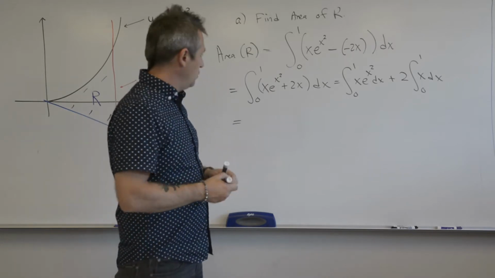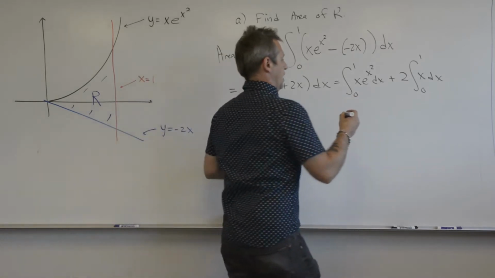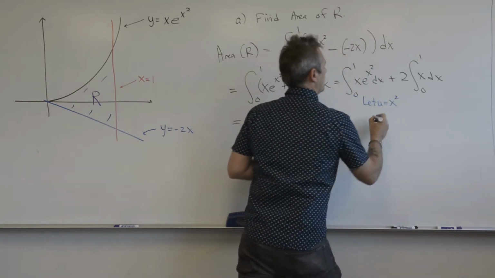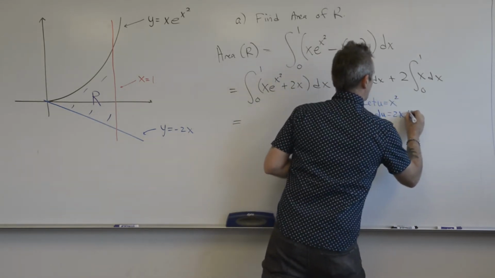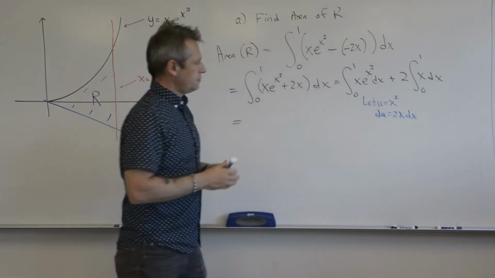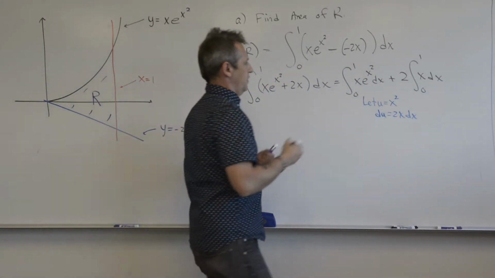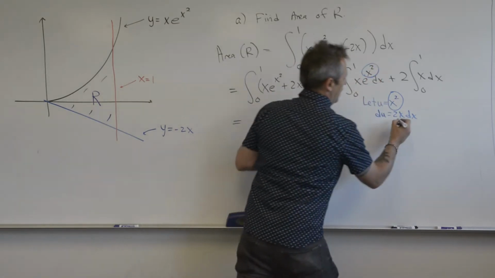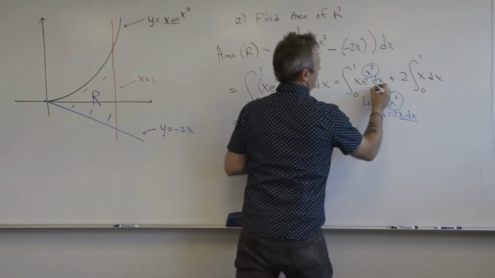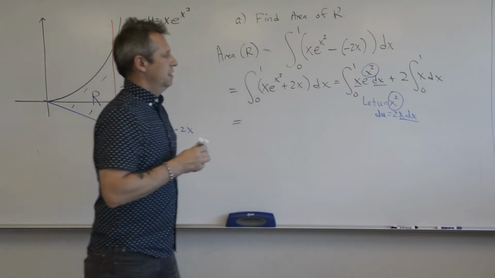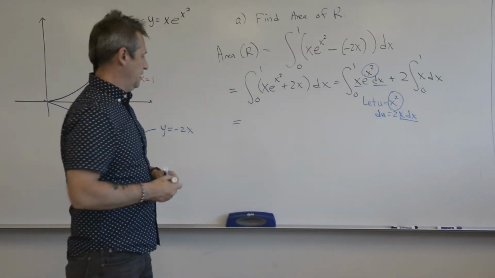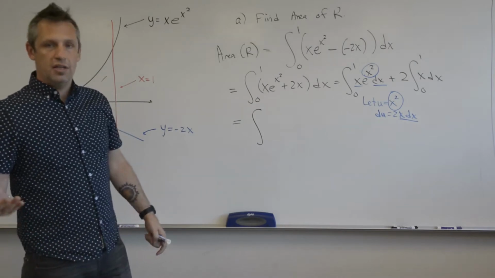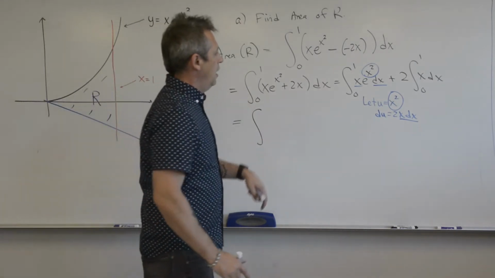So for the first of these integrals, I'm going to let u equal x squared, so that du equals 2x dx. Looking at this integral, I see that I have an x squared there and an x squared there. I have an x dx and I have an x dx. So things are going to work out beautifully. I'm going to have to change my limits of integration. I'll do that in a second.